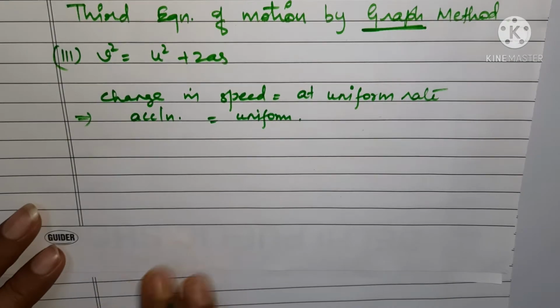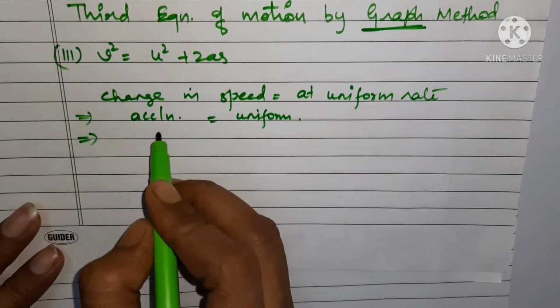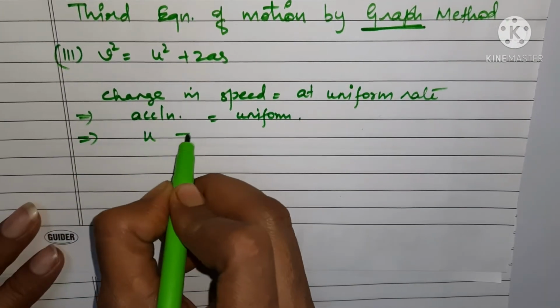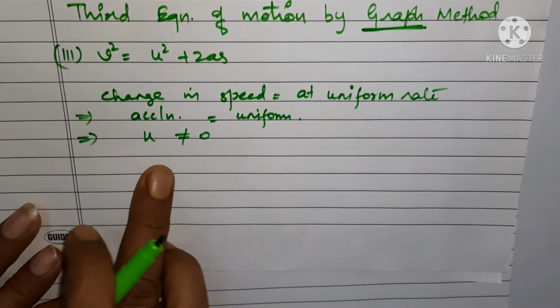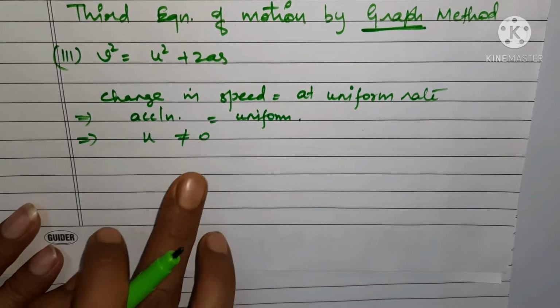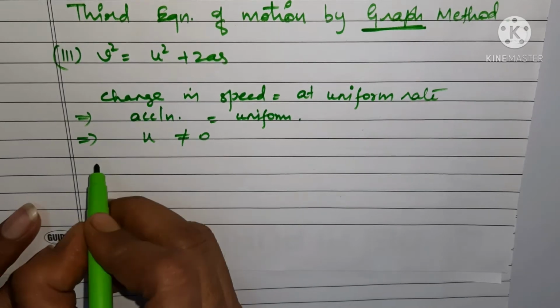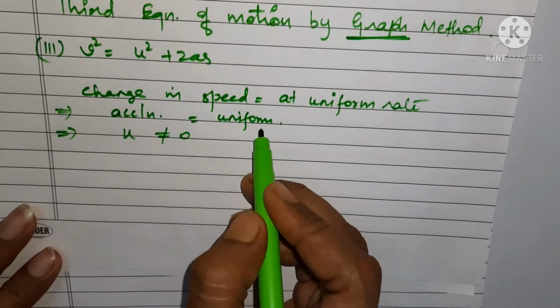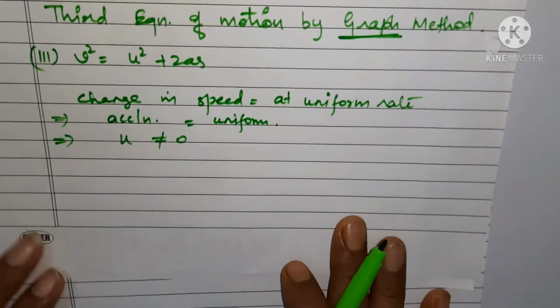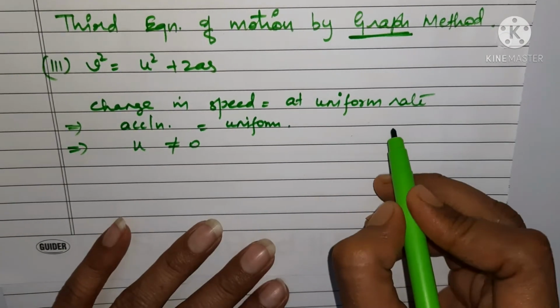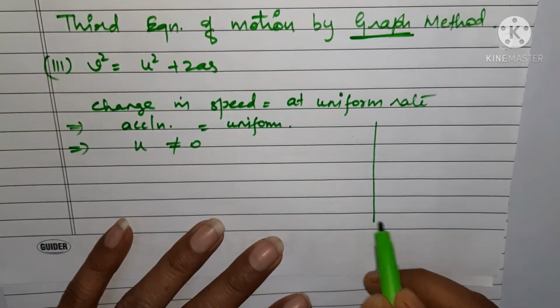What else is there? In this case we will consider the initial velocity not equal to 0, so the graph which we are going to get does not start from the origin. And since the acceleration is uniform, the graph is going to be a straight line graph. So let us draw the graph first.